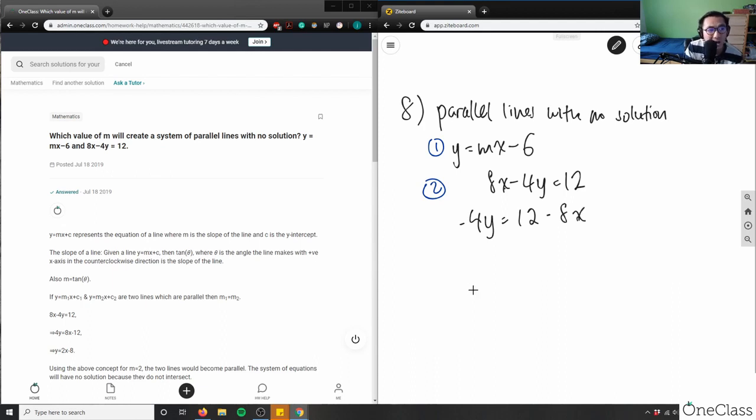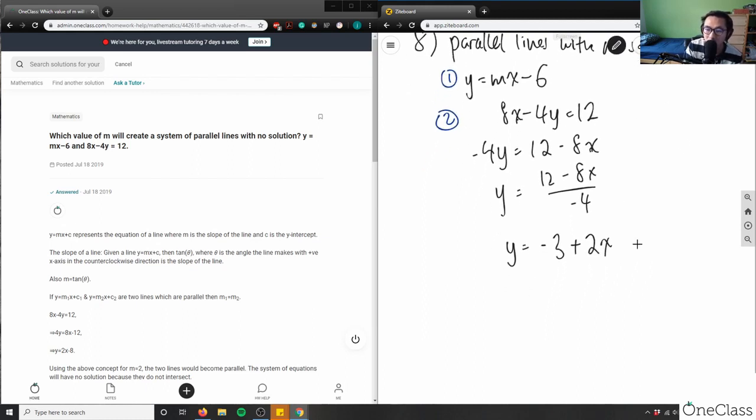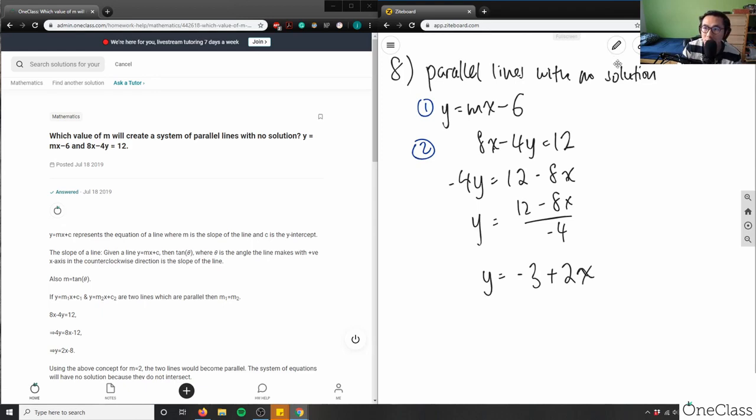Then I have to divide everything by negative 4, to leave y alone. So I'm going to have 12 minus 8x divided by negative 4. And this simplifies to negative 3 plus 2x, right? Or if I want to rewrite it, y equals 2x minus 3. Yeah, this is my slope-intercept form here. Both of them are now in y-intercept form. So this is now y equals minus 3 plus 2x.